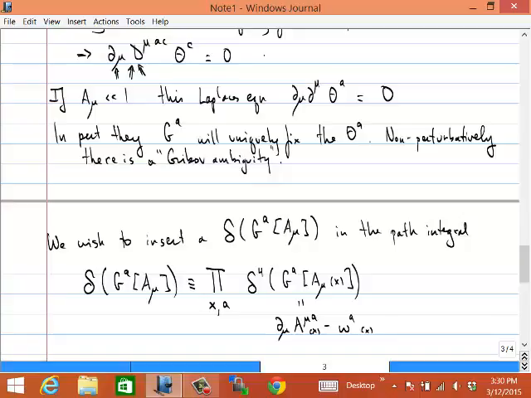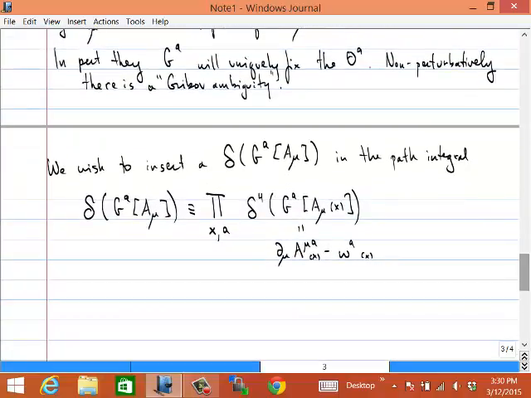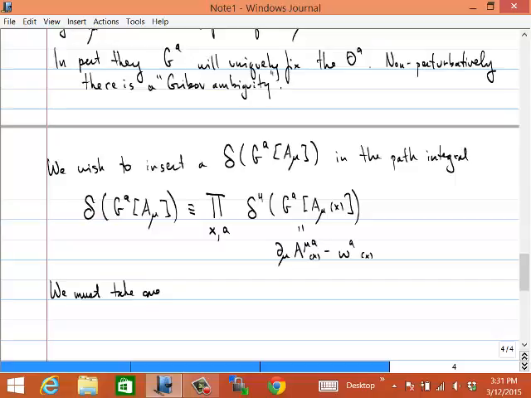Okay. Good. So the idea is that we want to insert this delta function into the path integral so that when we integrate over gauge fields, you use this delta function to do the theta integration. Okay? So that you're not integrating over the gauge parameter. However, there's one subtlety that happens when you do this, which is that we need to be careful that when we do this, we preserve gauge invariance.